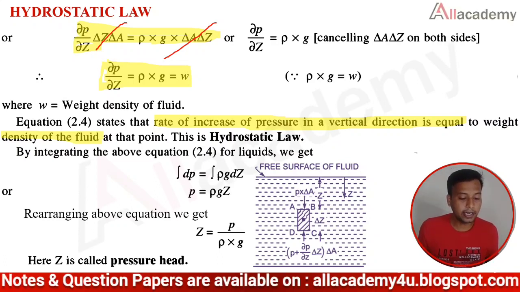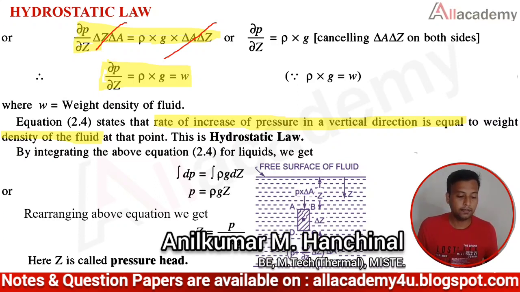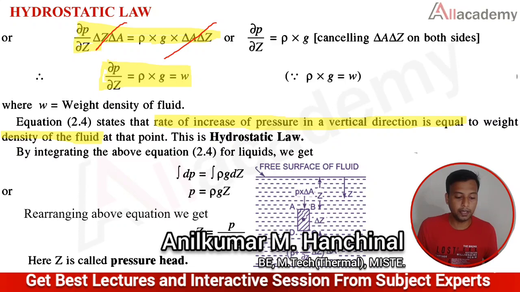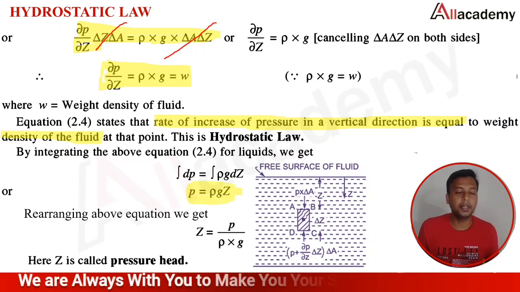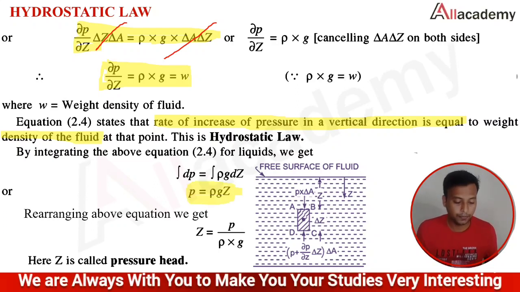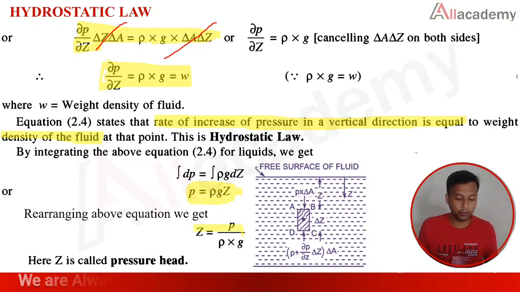Now I can integrate this equation for further simplification. If I take dz across, the integration of dp will be equal to the integration of rho g into dz. Now if I integrate it, I will get p equals rho g into z. Now z will be equal to p by rho g. Now this equation is there, no?